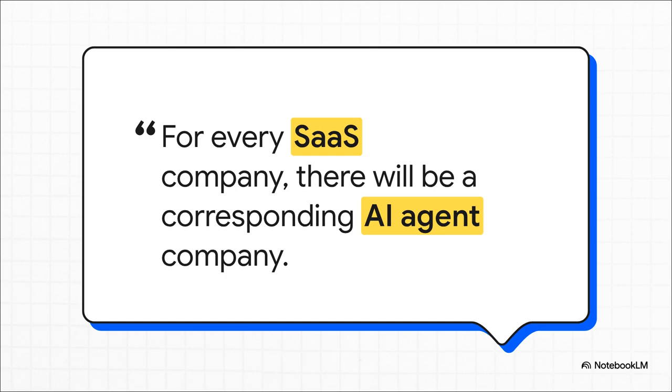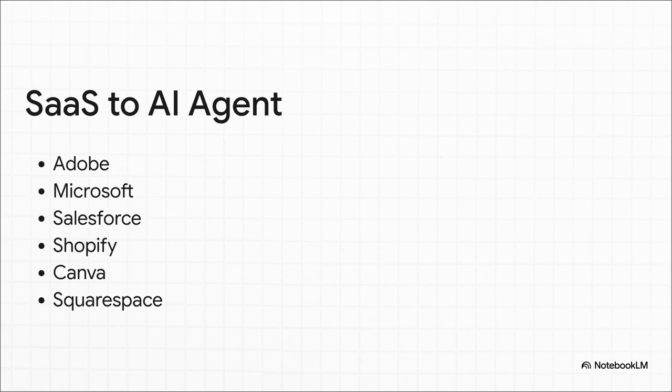They're predicting that for every single software as a service company out there, think about every app you pay for, there will eventually be an AI agent company that competes with it. That's huge. Just look at this list of names: Adobe, Salesforce, Canva. Now imagine an AI agent that doesn't just give you the tools to design something in Canva, but actually designs it for you based on a simple conversation. Or an agent that doesn't just store your customer data in Salesforce, but actively goes out and finds new customers for you. That's the incredible shift we're talking about.